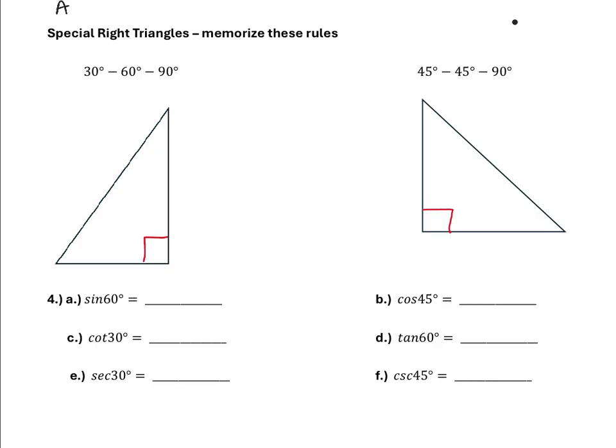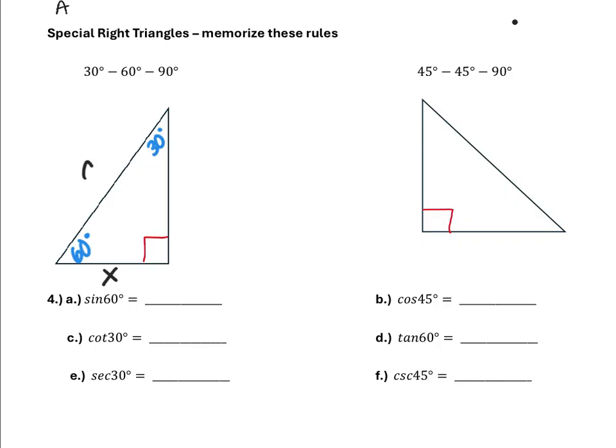So 30, 60, 90 is the first type of special right triangle where one angle is 30 degrees, one angle is 60 degrees, and obviously because it's a right triangle, one angle is 90 degrees, okay? With special right triangles, they all follow this pattern. The side opposite 30, we are going to call x. Okay, the smallest side, the side opposite 30 is always the smallest side.